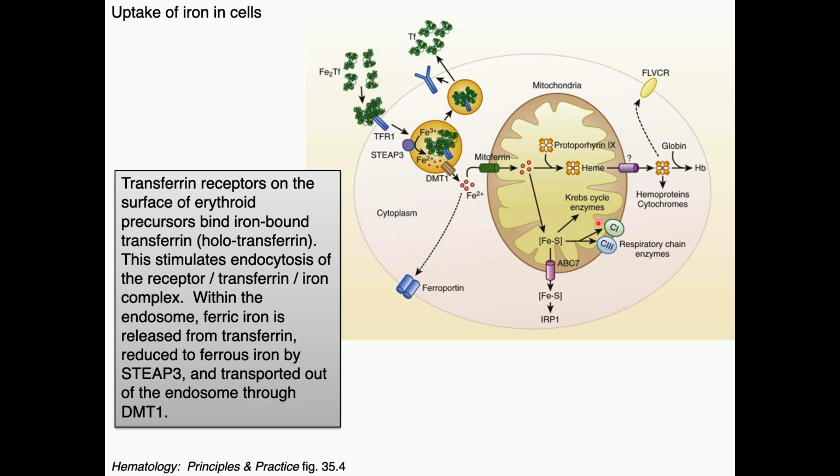There are also uses of iron in iron-sulfur clusters in the electron transport chain enzymes, and not shown here, but there are many enzymes in the nucleus, like ribonucleotide reductase and primase, and some of the DNA repair enzymes that are also dependent on iron.